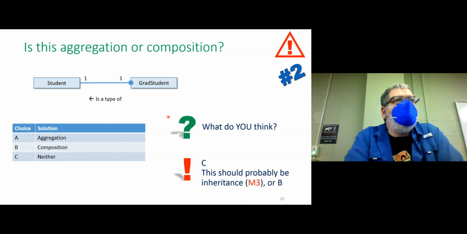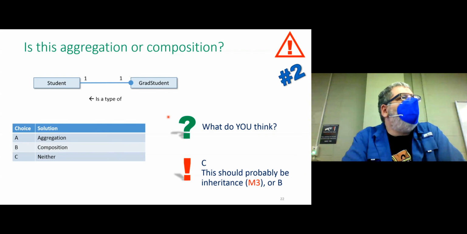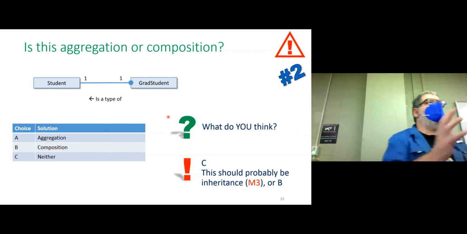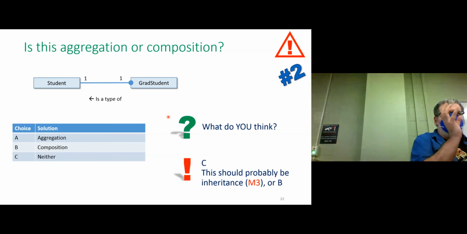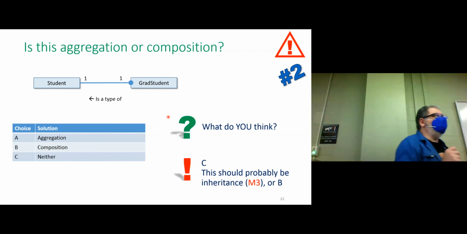I didn't expect anybody to actually select C. Nobody ever selects C. It's always A or B. But I want to use that just to illustrate something to you: the same way aggregation and composition are really similar, but there is a subtle difference. We are not done with all the associations we're going to talk about.